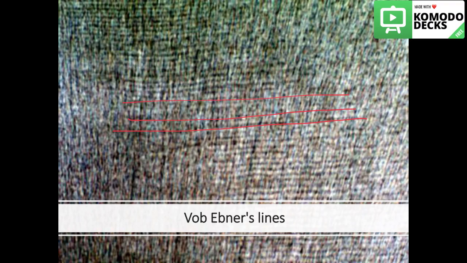Two types of incremental lines can be seen in the dentine: the von Ebner's lines and the Andresen lines. The von Ebner's lines are the lines that represent the daily rhythm of dentine formation. They lie perpendicular to the odontoblastic tubules, and they can be seen only under high magnification. A higher magnification can show us these von Ebner's lines.